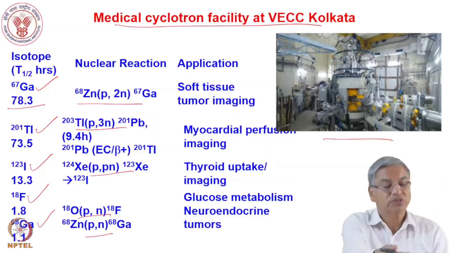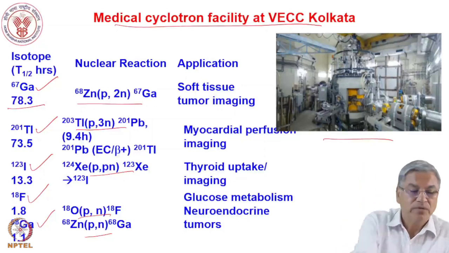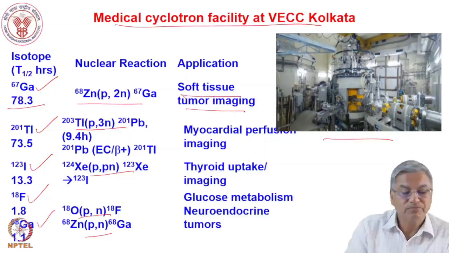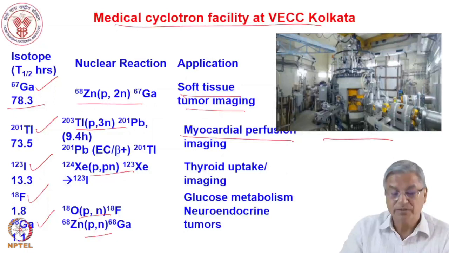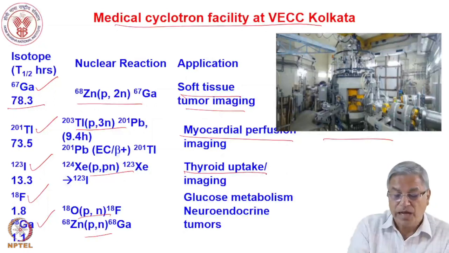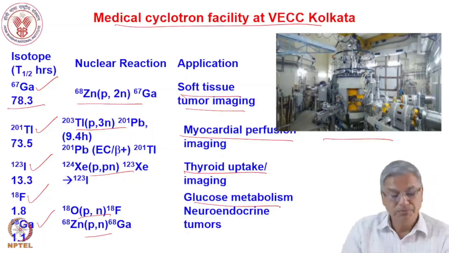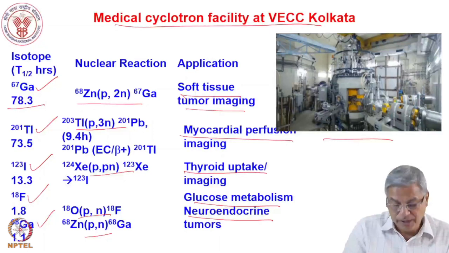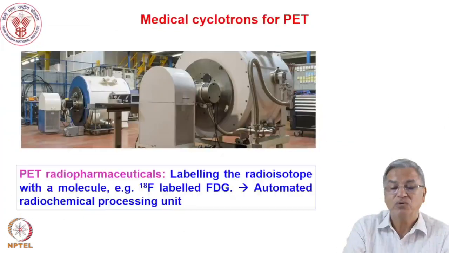So I just discussed how they are produced. Gallium-67 is used for soft tissue tumor imaging, thallium-201 for myocardial perfusion imaging, the stress test, iodine-123 for thyroid imaging, F-18 for glucose metabolism, and gallium-68 for PET analysis of neuroendocrine tumors. So these are the kind of activities being produced at the medical cyclotron.